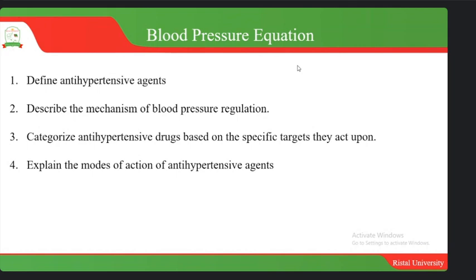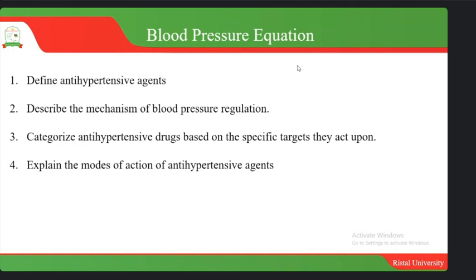Last time we had heart failure, and this time we want to continue with the different kinds of drugs that help us in the management of heart failure and also hypertension. So basically, we are going to look at antihypertensives, and these are drugs that help us in the management of hypertension. So, blood pressure equation, I just want us to look at our objectives first.